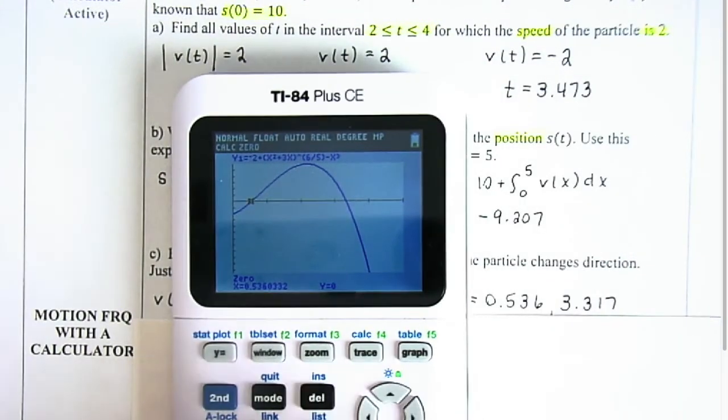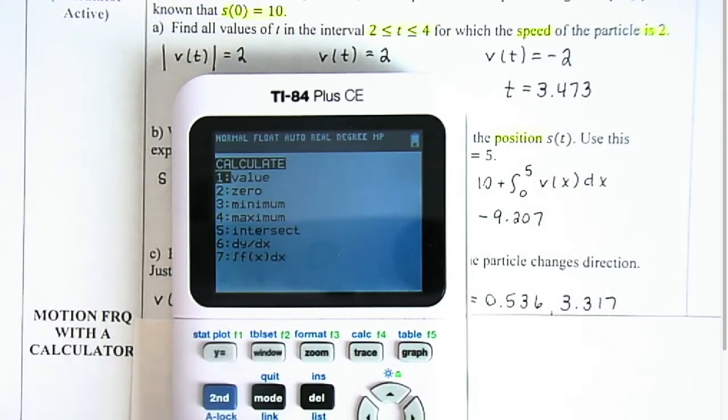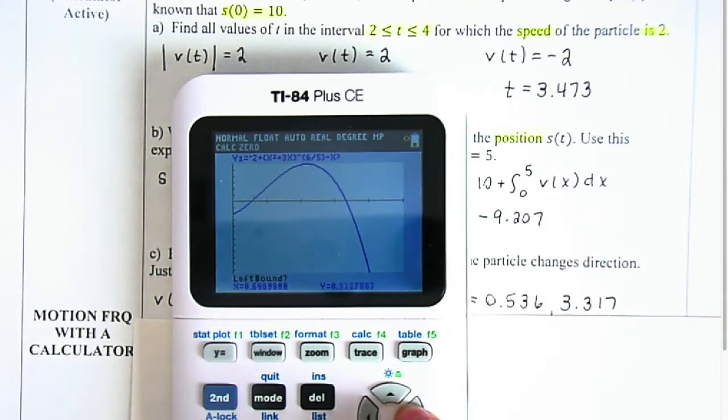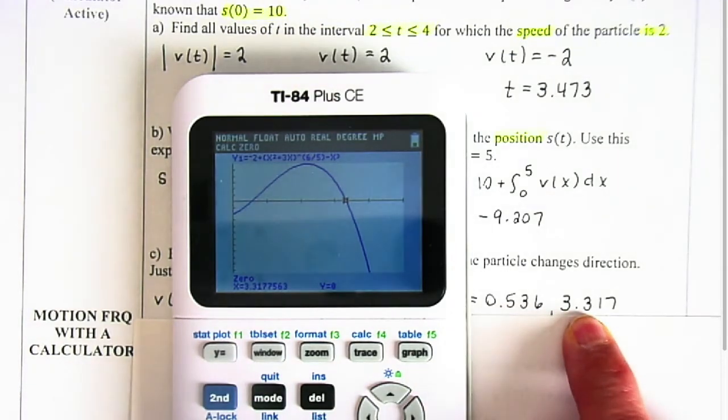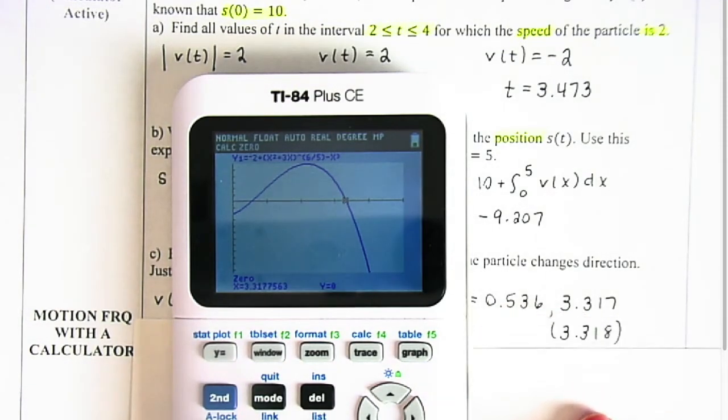And then the other one, following that same process, second calc 0. Position the cursor to the left. Hit enter. A couple clicks to the right. All I'm doing is defining an interval for my calculator to search for the 0, and that's where that 3.317 comes from. You could call it 3.318 if you wanted to round it. Either answer would be accepted.